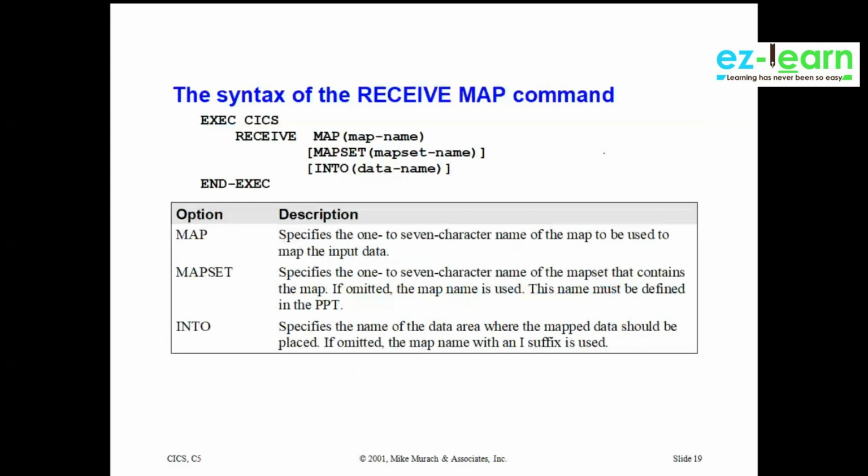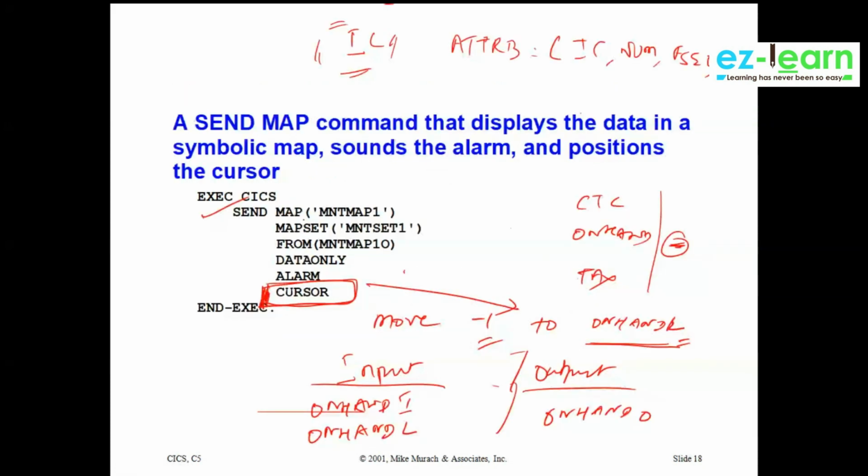Receive map, map name, map set, into. Receive map, map name. Here INTO specifies the name of the data area where the map data should be placed. If omitted, the map name with an I suffix is used. Anyway, you are already aware. Receive map, map name, map set name into input structure. Send map, map name, map set name from output structure.